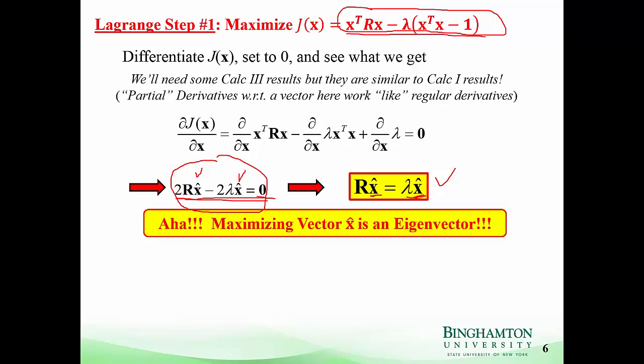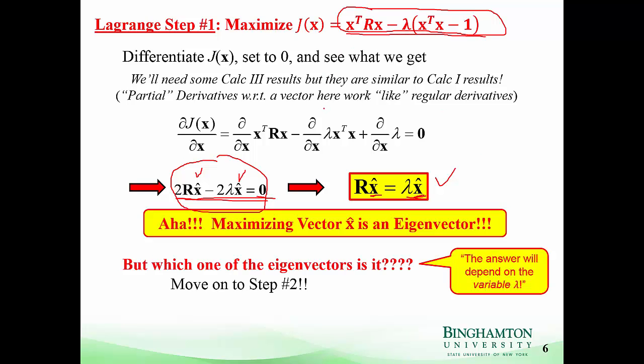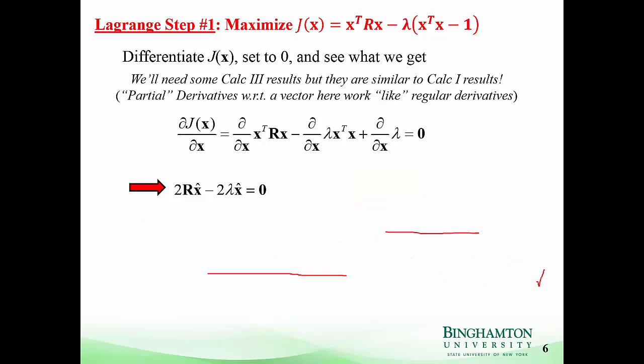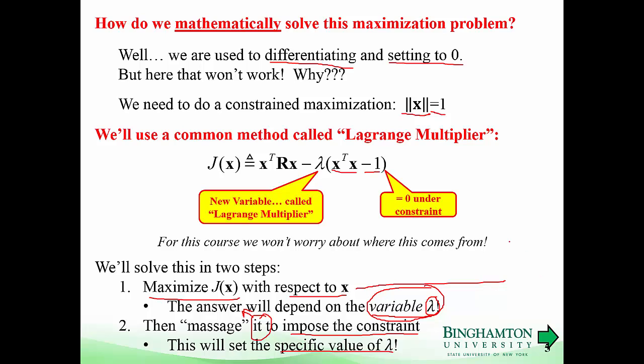But remember, this lambda is just showing up. We don't know what that is. We don't know what value of lambda we should pick. So it's an eigenvector, but which one? Which of the eigenvectors is it? And so that's where we see that our answer at this point, after the first step, still depends on the variable lambda. So let's go back and look at our steps here, right?